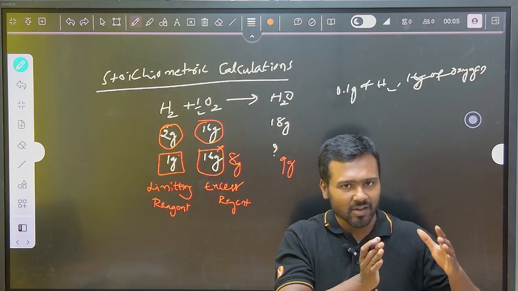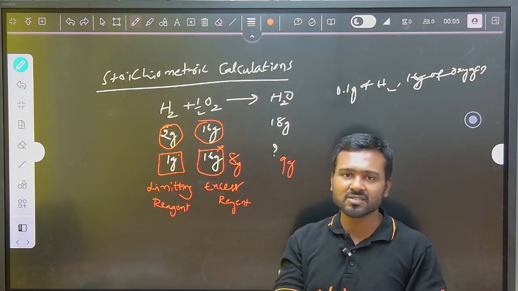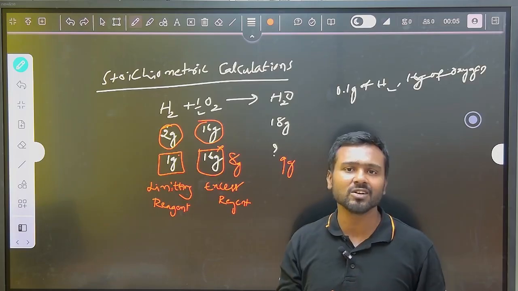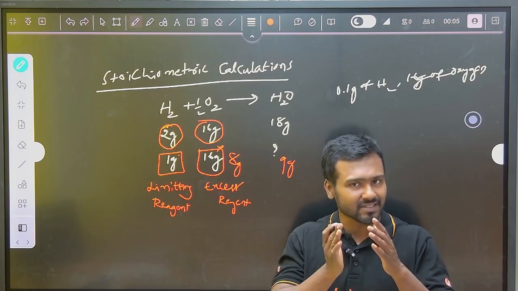Now the 1 gram of hydrogen can react with only 8 grams of oxygen. It's not 16 grams of oxygen. Then what remaining extra means? It will be like that only. It will be left unreacted.